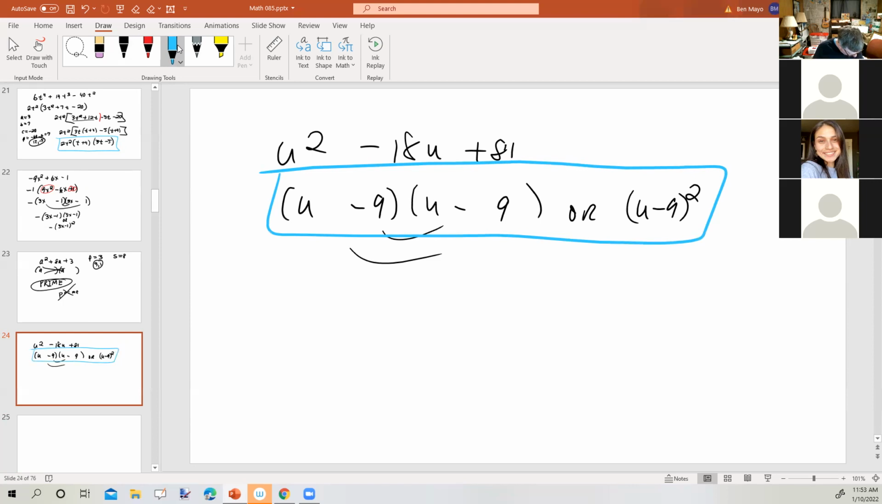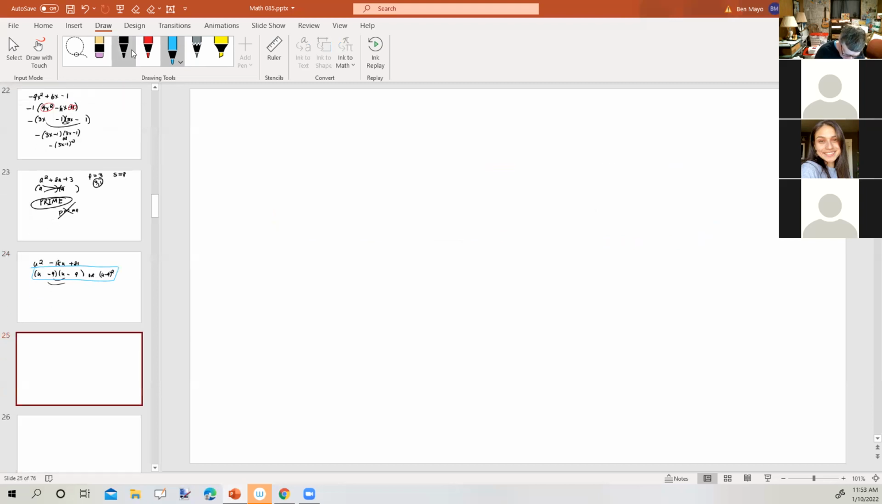Okay, how about this one? x cubed minus 25. Well, this is a binomial. It's in standard form. There's no greatest common factor. It's not the difference of two squares. So it's prime.